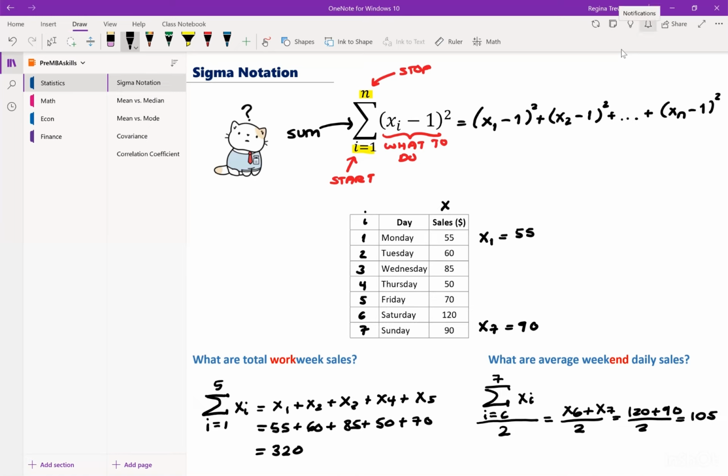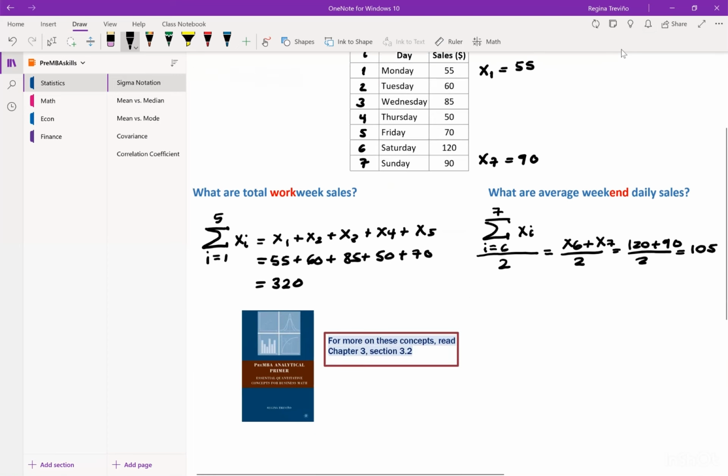So there you have it. That is sigma notation. For more, please look in my book, chapter 3, section 3.2.